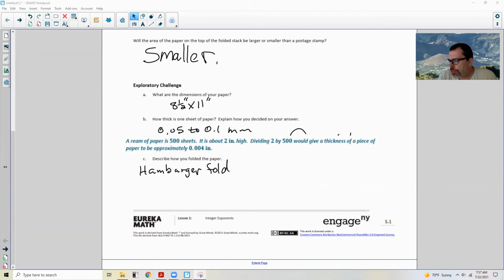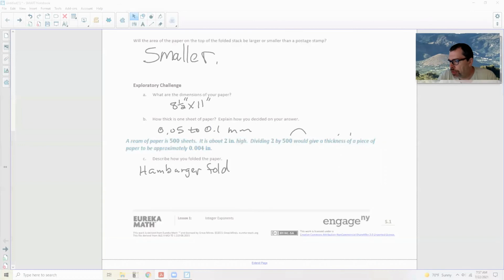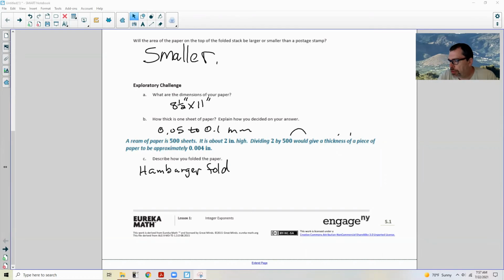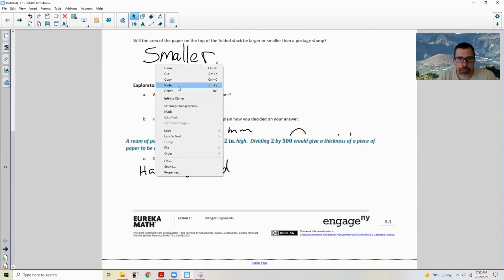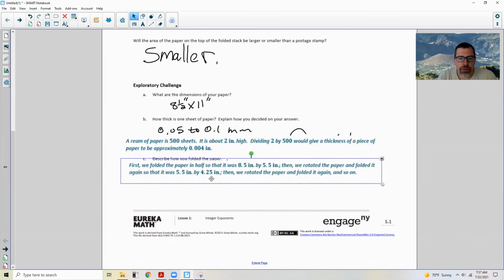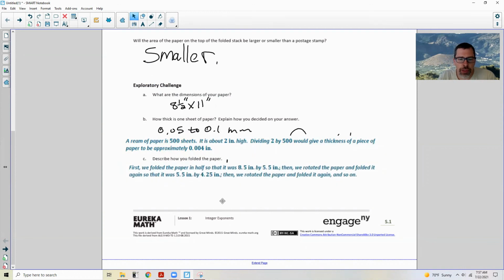Okay, so what would a description of a fold be? I will bring in an example of a description of a fold rather than just saying hamburger fold. First, we folded the paper in half, so that was 8.5 inches by 5.5. That explained that you folded it the hamburger way. 11 divided by 2 is 5.5. Then we rotated the paper and folded again, so it was 5.5 by 4.25 inches. Then we rotated the paper and folded again, and so on. So there's a better description of how we folded the paper.